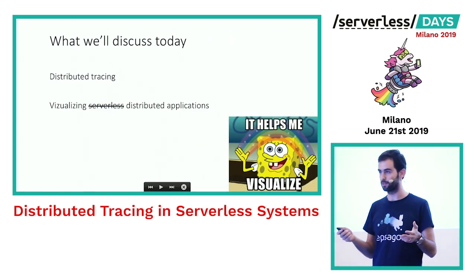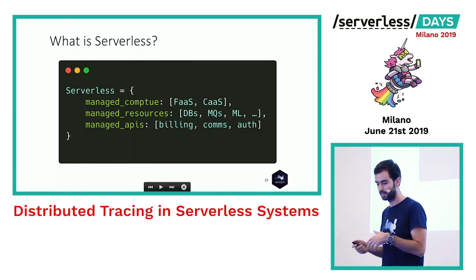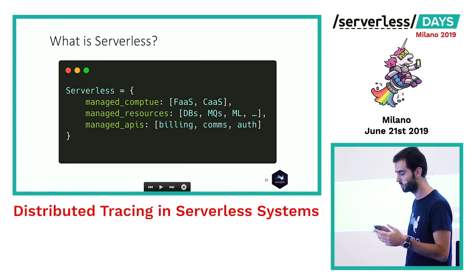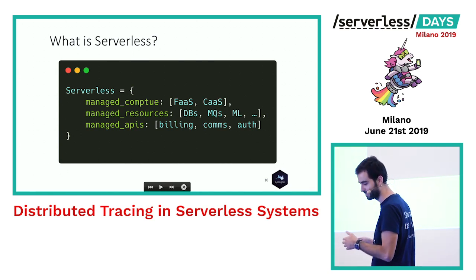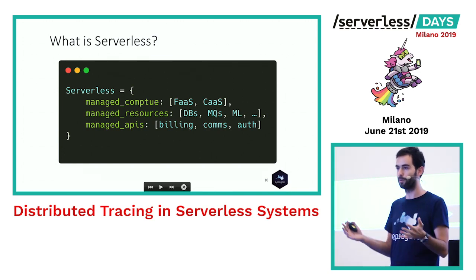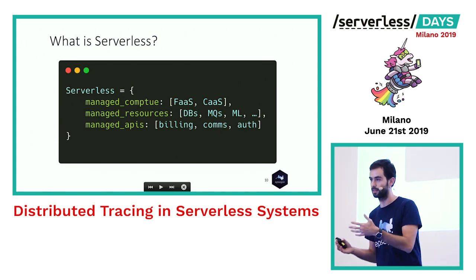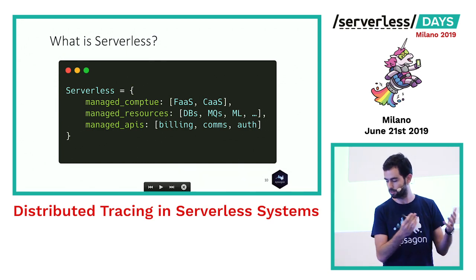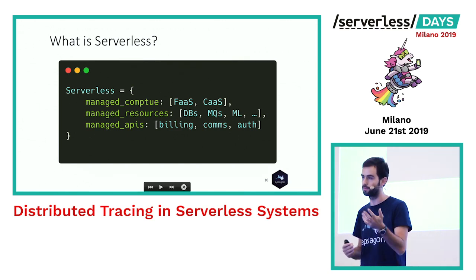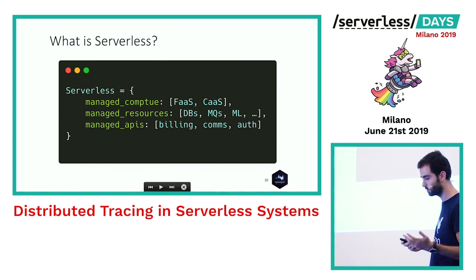As everyone did so far, we'll talk about what distributed tracing is and visualizing serverless, or let's say distributed applications. Everyone has talked about what they think serverless is, so I'm going to say my words about it as well. I think that serverless applications are composed of several resources. Some of them are compute, like function as a service or container as a service. Some are resources like databases, managed queues, message queues, and machine learning services that somebody manages for you, and managed APIs like Stripe, Twilio, Auth0, and so on. All this composes the serverless or managed applications that we see nowadays.